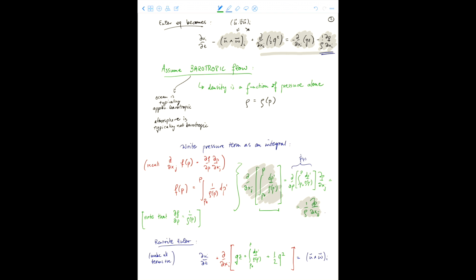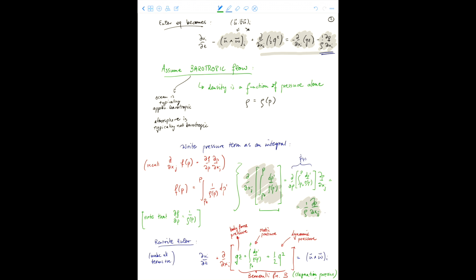And essentially, these are all pressures of some form or other. And they carry the following names. gz is known as the body force pressure. This term is the static pressure. And this term is the dynamic pressure. And the whole three terms together are known as the Bernoulli function, B, which is also sometimes known as stagnation pressure.